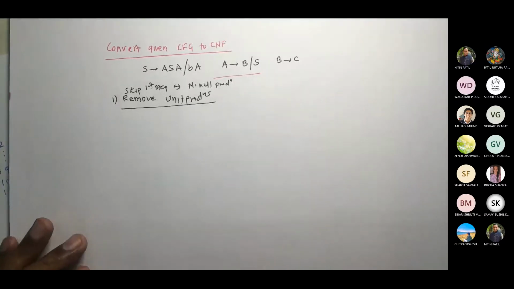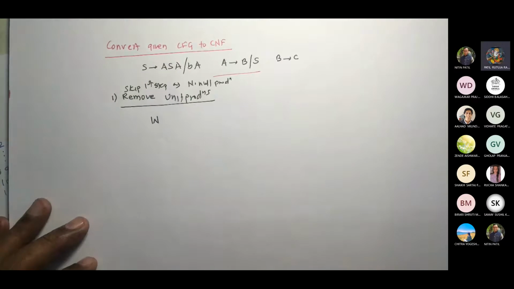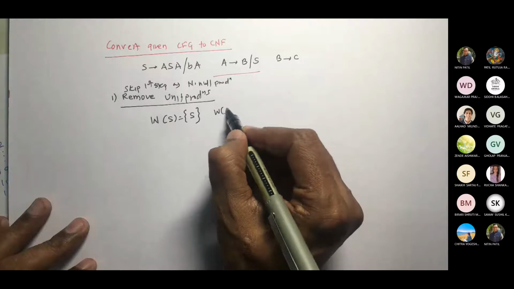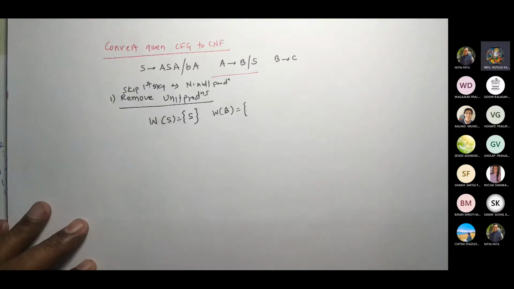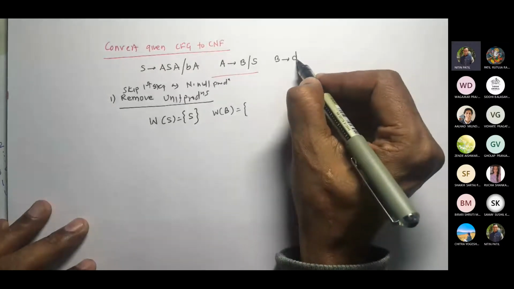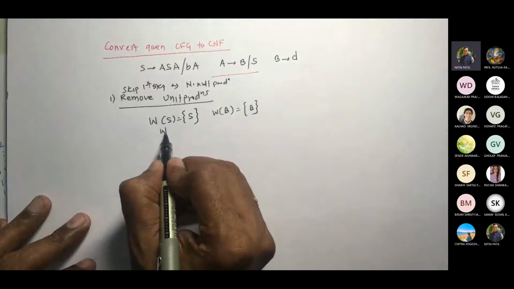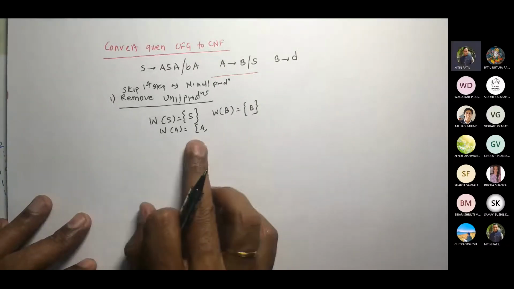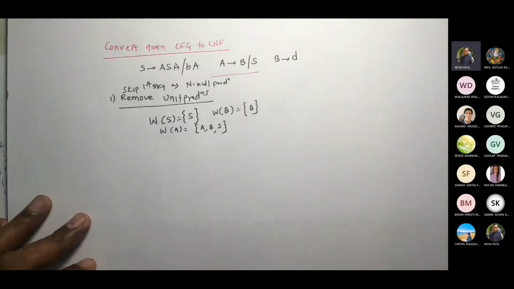Let us go on computing W. Is there any unit production for S? No. So W of S would be S. Is there a unit production for B? No, it is a terminal, a small terminal. Okay, let me take D to make it simple. So this would be D only, correct? What would be W of A? First, A would be there as it is. Now, A gives B is there, that's why B would be there and S would be there, correct? Yes. There would not be any further thing.